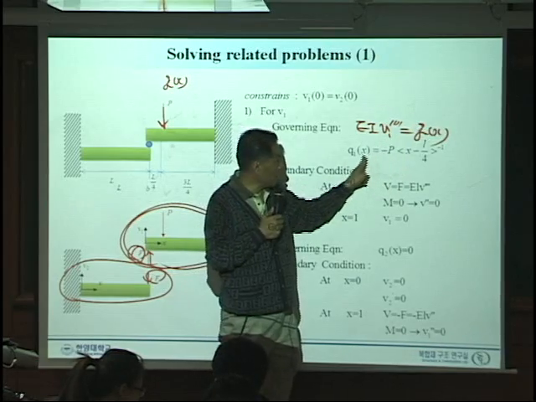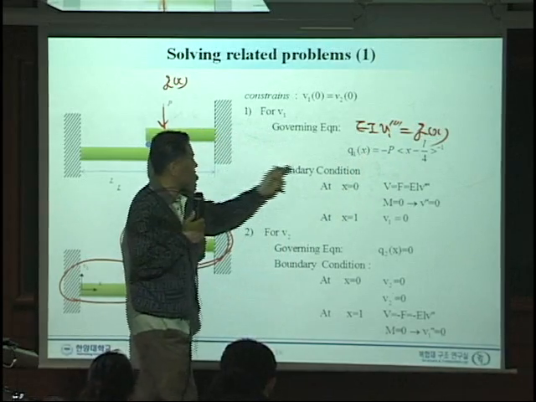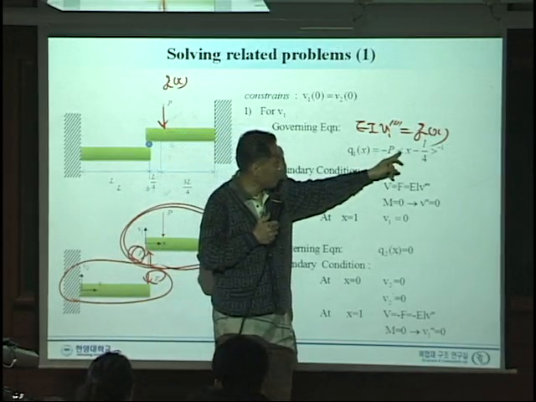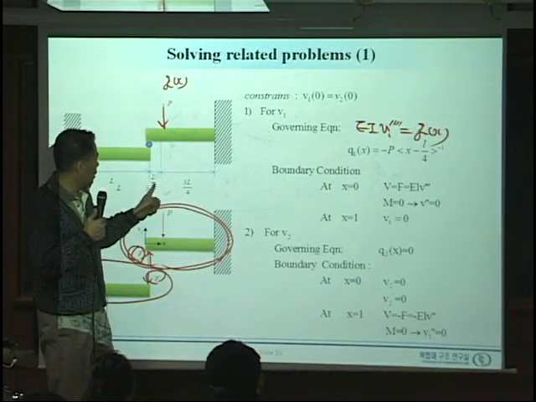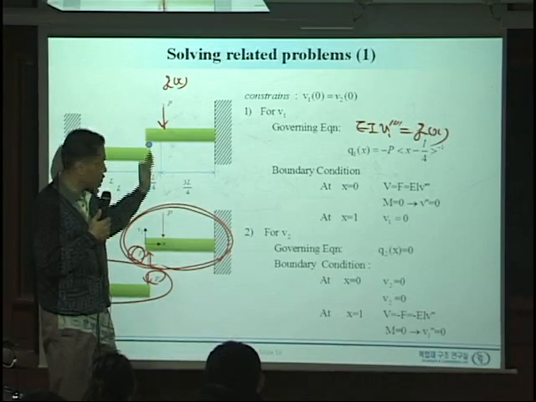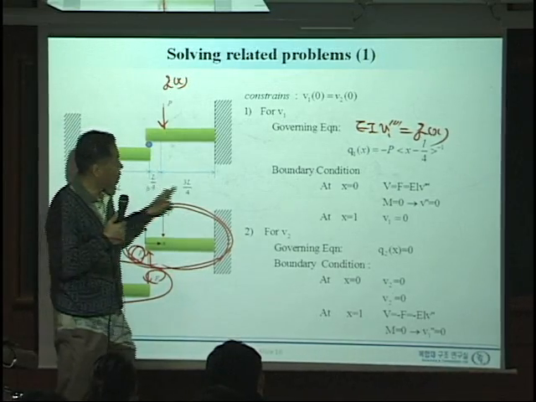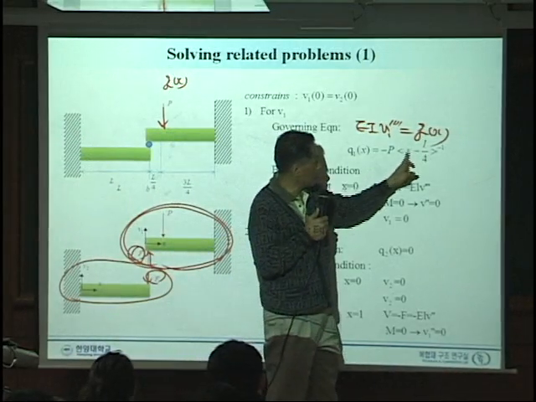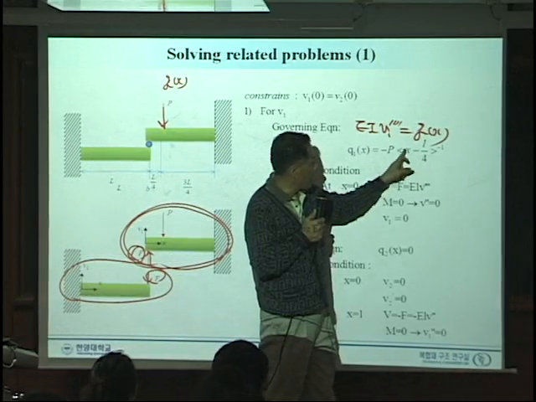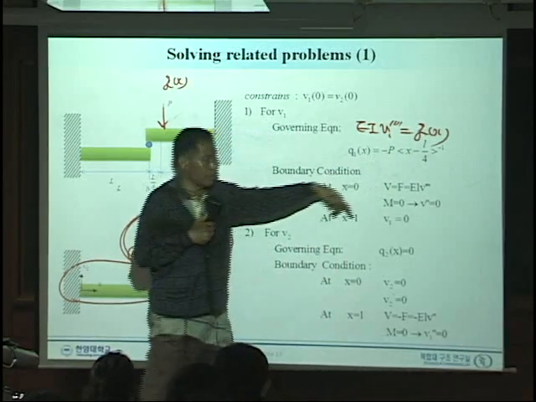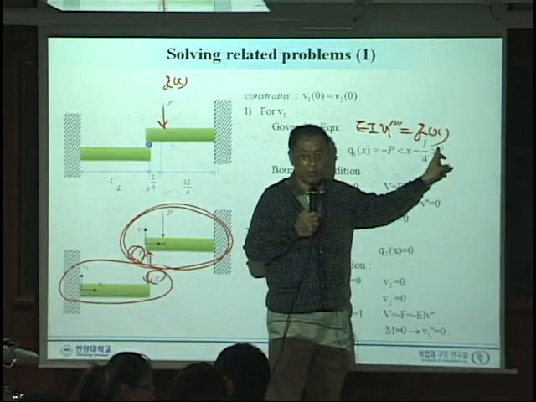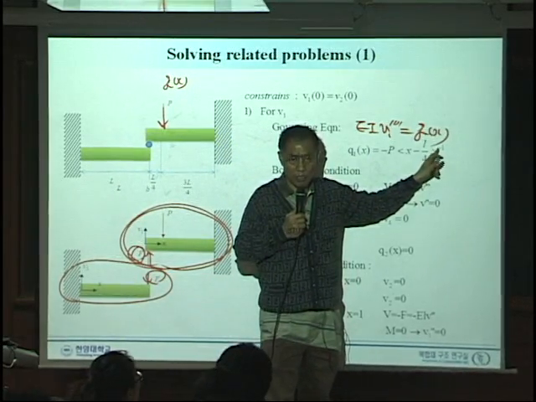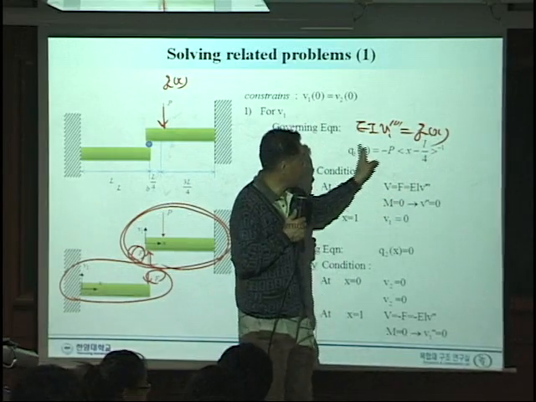And then Q(x), in this case, is given as P times x minus, where is the P applied? Well, from here to there, it's L over 4, so x minus L over 4. And minus there. Minus is simply because it's downward. And then there is the power of minus 1, right? So this will be Q(x).